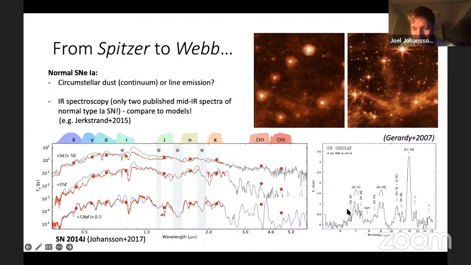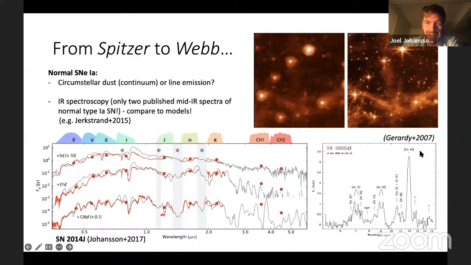The Webb MIRI spectrum is very, very crisp. And from those spectra, we will then be able to identify not only these lines, which are much cleaner in the infrared, but you can also look at the line shapes and so on, which constrains the explosion mechanism.